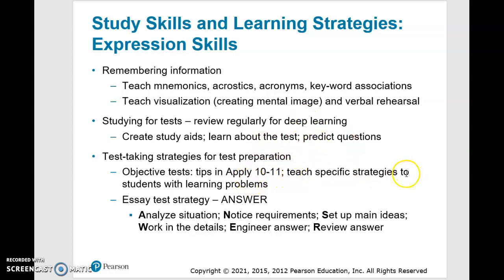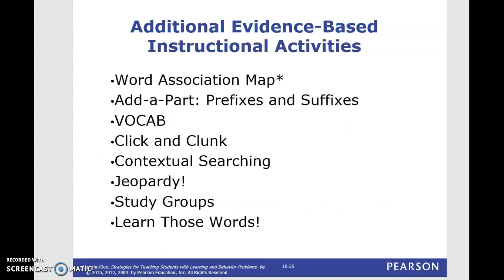There's also Apply 10-11. There are some specific strategies about tests. And then there's a strategy for if your students have to take an essay test. There's this ANSWER strategy, which I've actually never used. Analyze the situation, notice requirements, set up main ideas, work in the details, engineer answer, and review answer. So that would be something that you would teach them, again, explicitly.